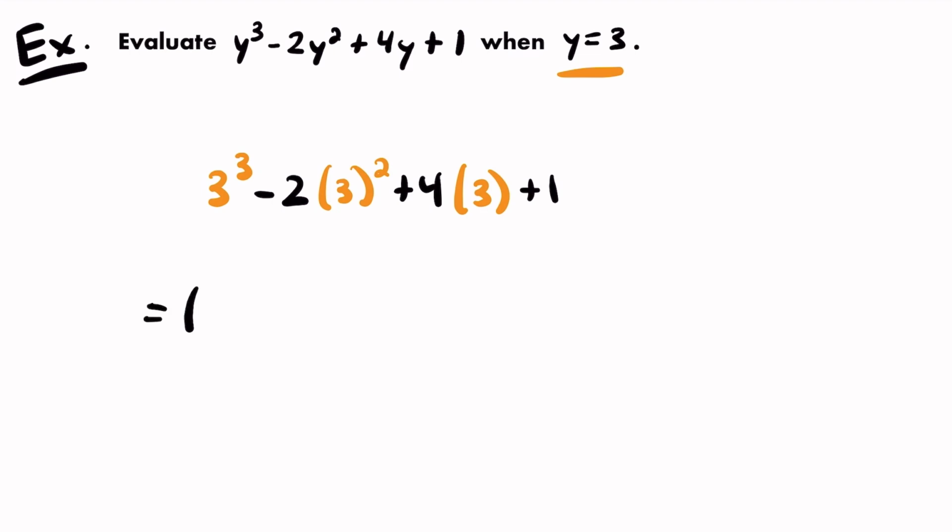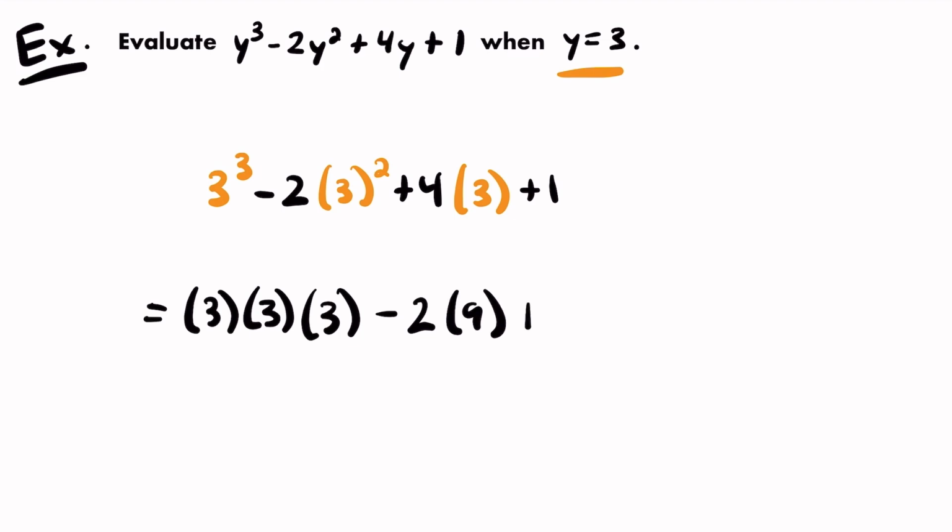Now simplifying, 3 cubed is the same as multiplying 3 by itself 3 times. So this would be equal to 3 times 3 times 3, and then you would be subtracting 2 times 3 squared. Remember your order of operations. Do the exponent first. So you're still going to have 2, but that will be multiplied by 3 squared, which is 9. Then you add that to 4 times 3, which is 12, and then you still have that plus 1 on the end. Then 3 times 3 is 9, so we have 9 times 3, which is 27. I'm just going to rewrite that as 27.